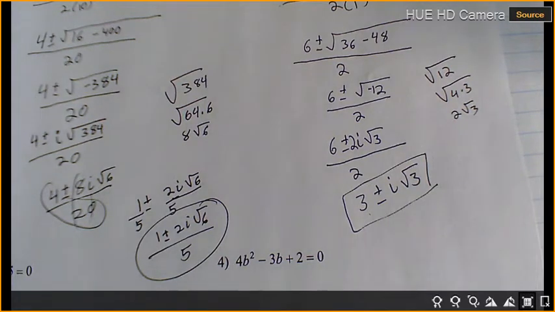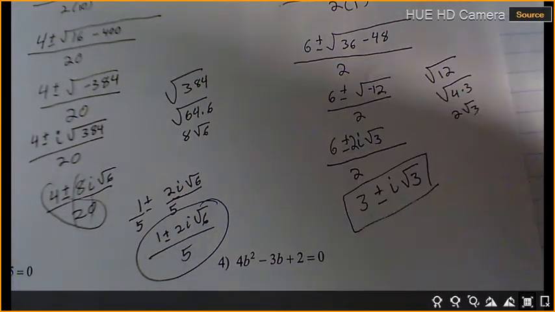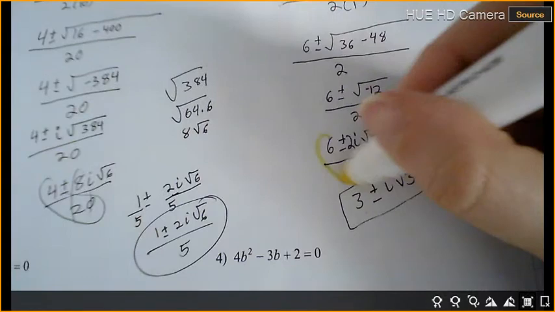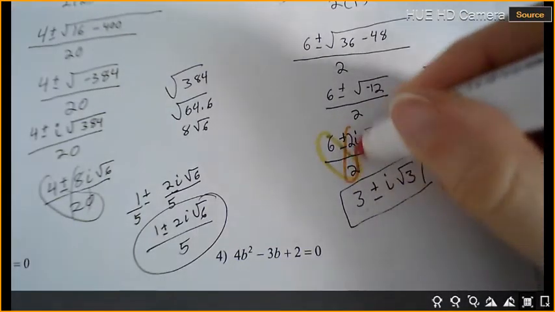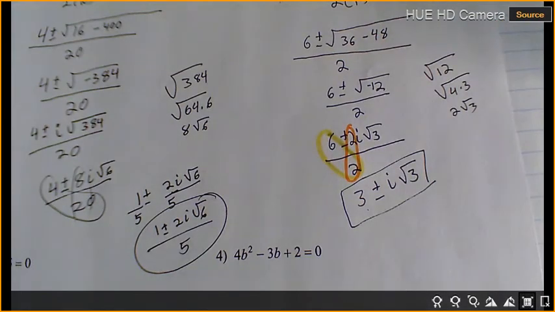I'm just asking you guys to write this down. Yes. Yep. So literally I'm reducing this fraction, 6 divided by 2, and then I'm reducing this fraction, 2 divided by 2. I square root 3.